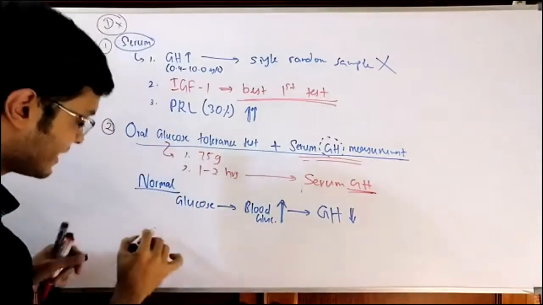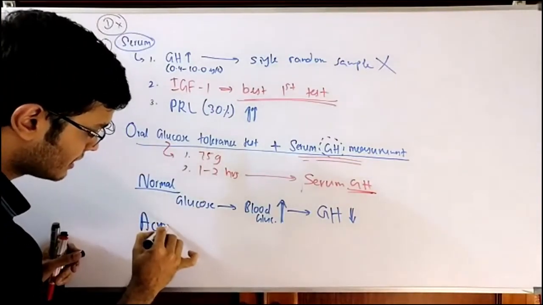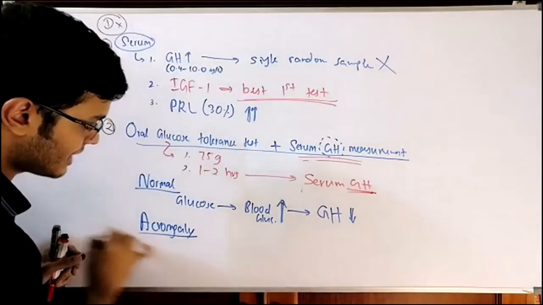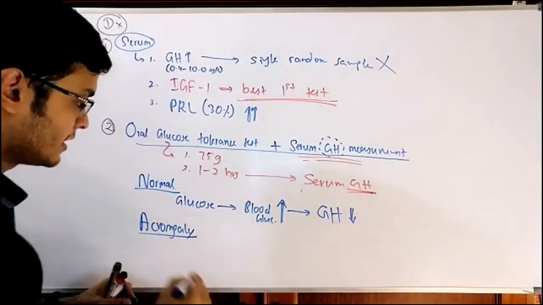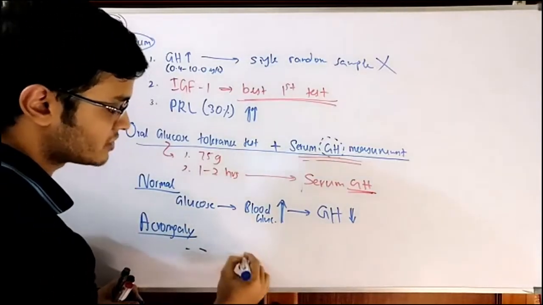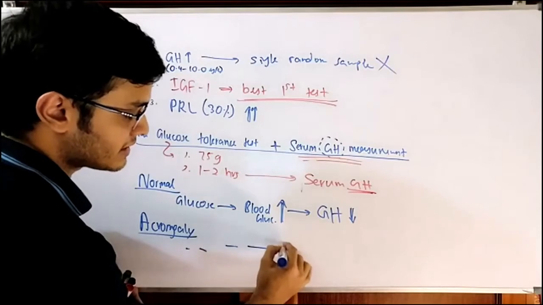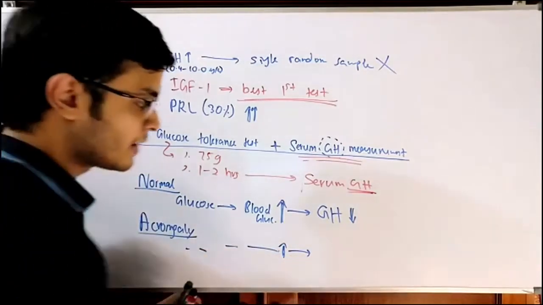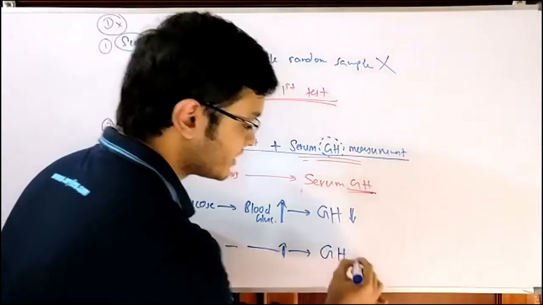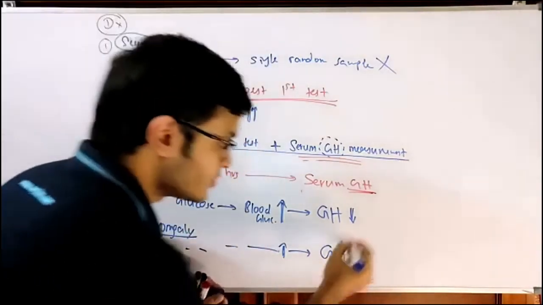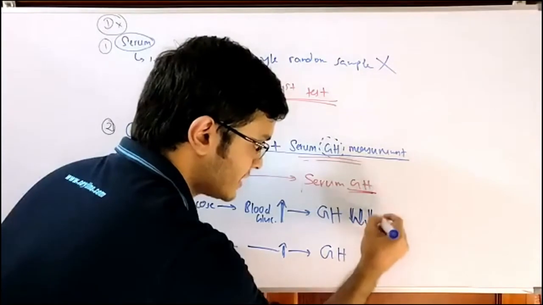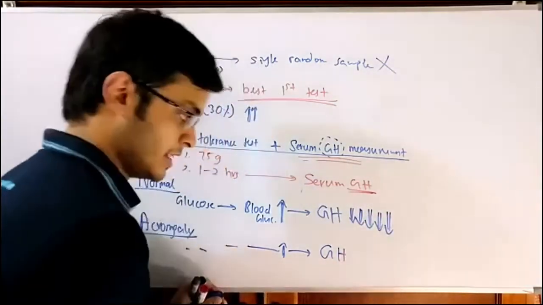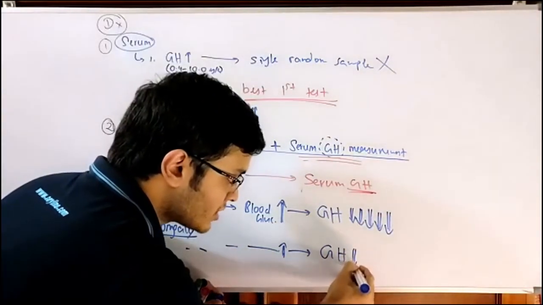What happens in an acromegaly patient? In an acromegaly patient or gigantism, you do the same thing. You give glucose, and their blood glucose will increase, but despite that, their growth hormone won't reduce as expected. Here you can put about 3 arrows. In a normal person, it will reduce drastically. Here it will reduce, but only by a very small amount.